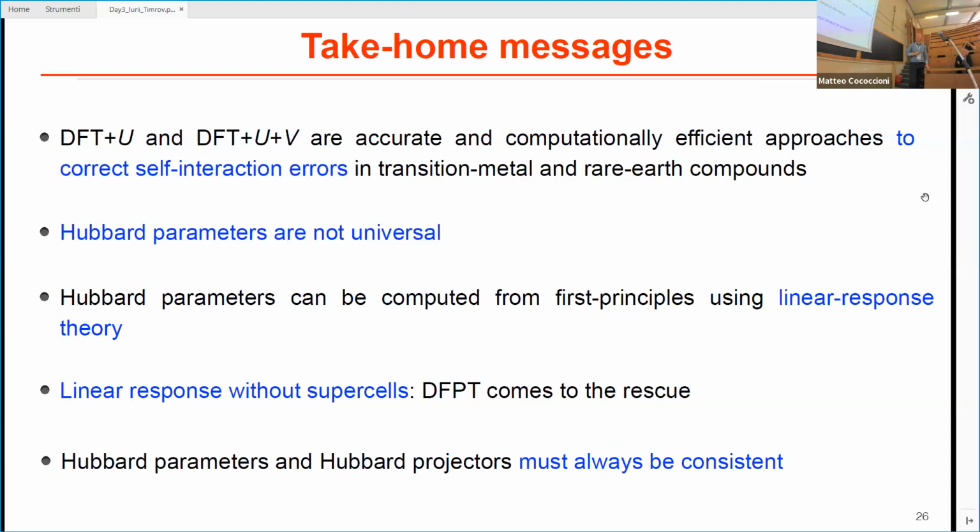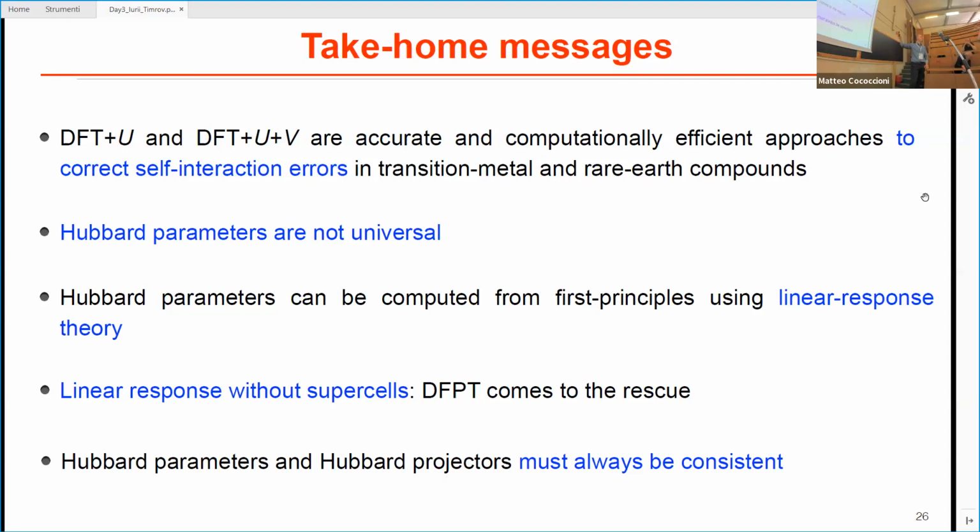So let's just take home messages. I really hope that maybe you forget all what I said, but something remains in your mind. So basically, DFT+U and DFT+U+V are accurate and computationally efficient approaches to correct self-interaction errors, and not strong correlations, in transition metal compounds. Hubbard parameters are not universal. So this means don't take some random U from some random paper. First check which code they used, which Hubbard projectors they used, etc. Because it's really a very common mistake.